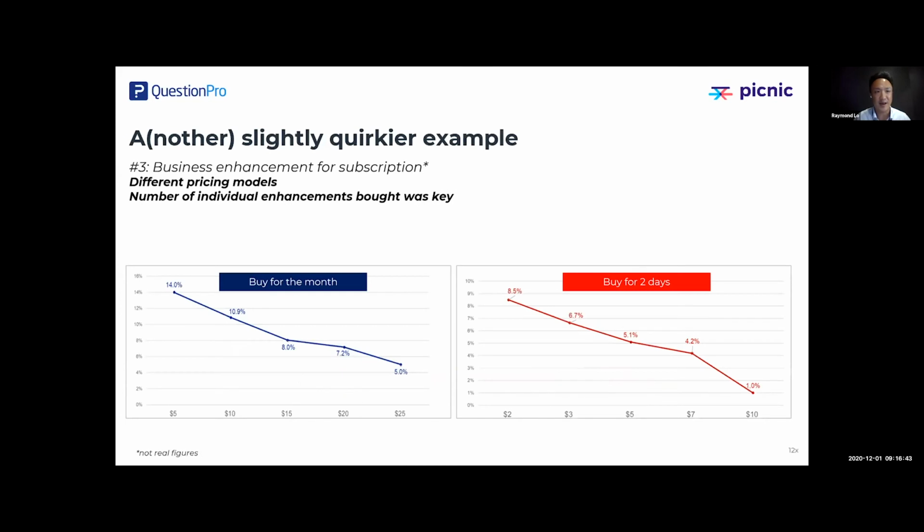Okay, the last one, another slightly quirkier example. This is a business enhancement for a subscription product. And for this particular one, again, it's using Gabor Granger, the same technique we've always looked at. But the client came to us and said, we have two different subscription models. One is where they buy for the month. So you pay one price and it lasts for the whole month. And one is where we want to give this to them for 2 days only. Which model works and at which price point? So again, we said, yeah, Gabor Granger works for this. We just have to apply it in a more nuanced fashion.